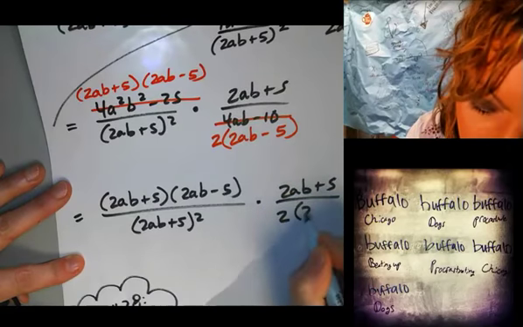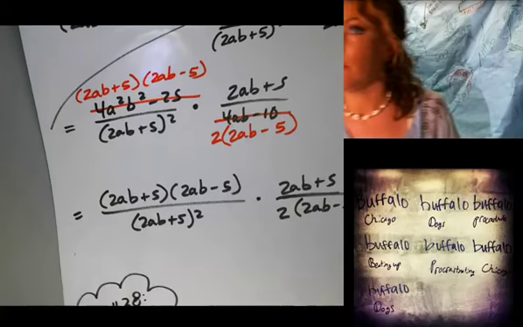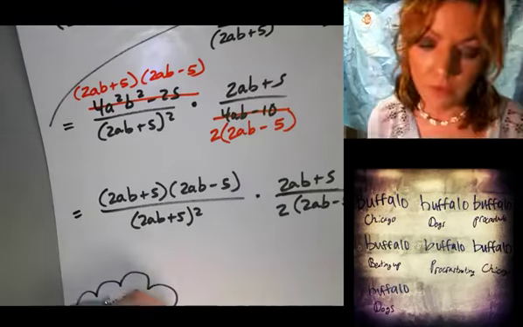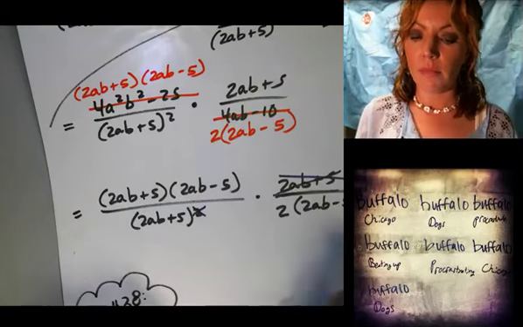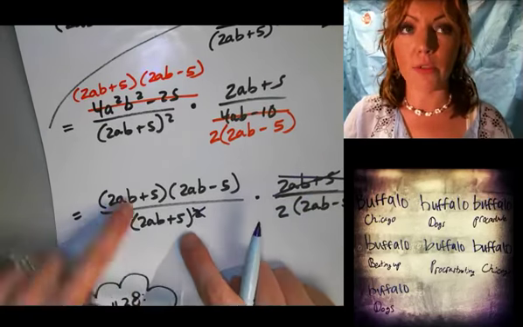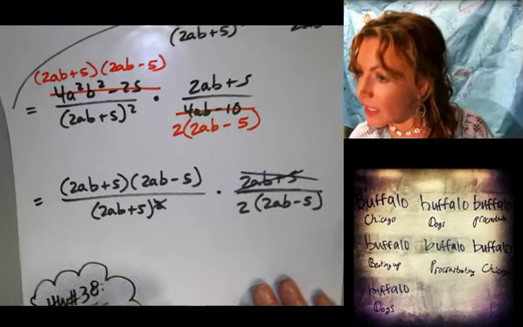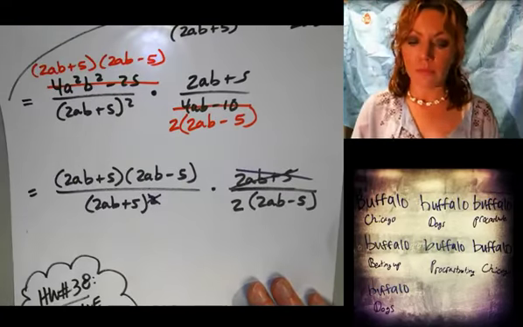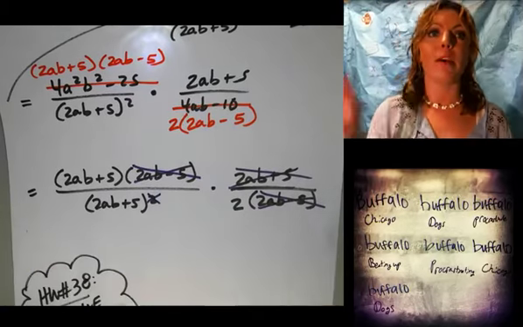All right, so everybody be looking for things that cancel out here. And what cancels out? Haley. 2ab plus 5. Okay, I'm going to stop you there. I could cancel those, right? I can cancel across. Or I could have done those. Okay, good. Natalia, do you have another one? Good, the 2ab minus 5s. Excellent. Everybody give it up for Haley and Natalia.